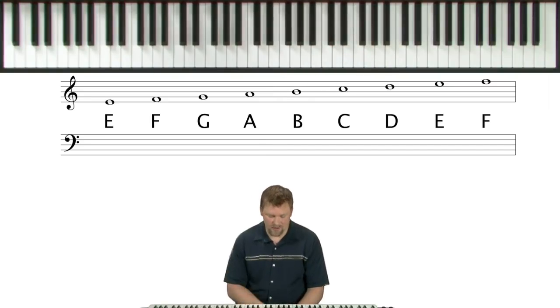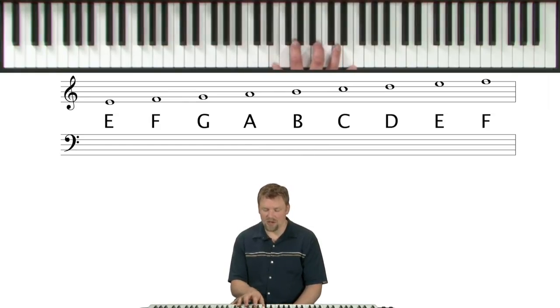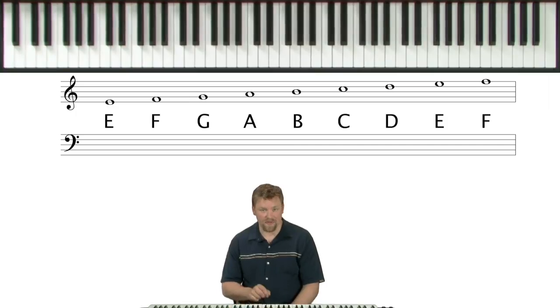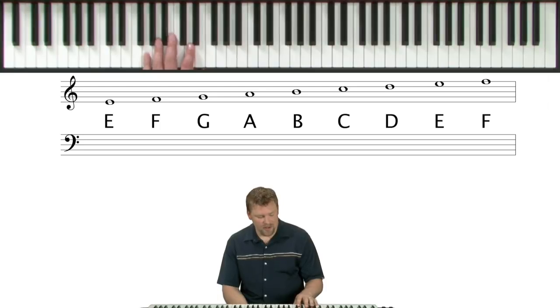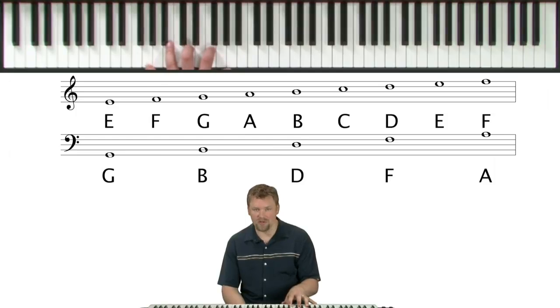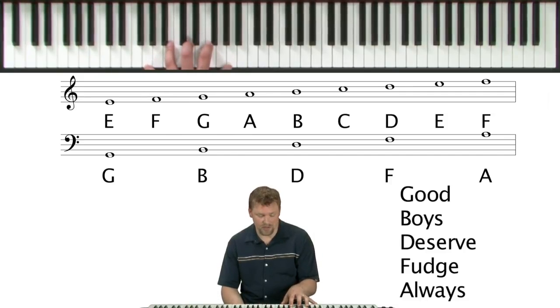But that's just the right hand. Now if we go below middle C, we get the left hand. In the right hand, the lines were E, G, B, D, and F: every good boy deserves fudge. Now if we start in the left hand, it goes up a step. We start with G as the bottom line, then B, D, F, and A, the top line. So you could use the same words and just say, good boys deserve fudge always. Easy way to remember that.